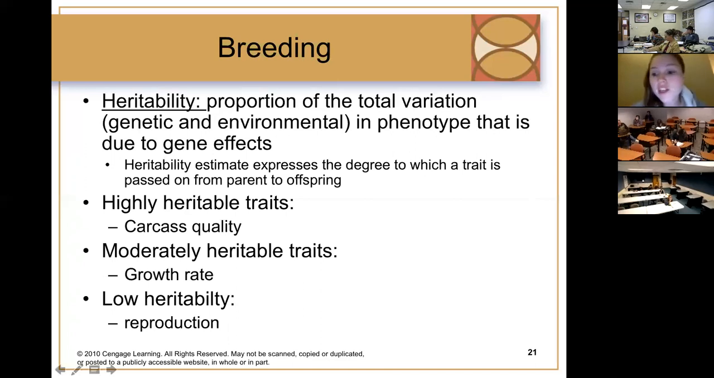But that could be a good thing. If it's a bad trait that you don't really want, you might want it to have low heritability. So it's important to think about when you're breeding: what is the trait that you're breeding for, and how likely is it that this trait is going to be passed on to the offspring?